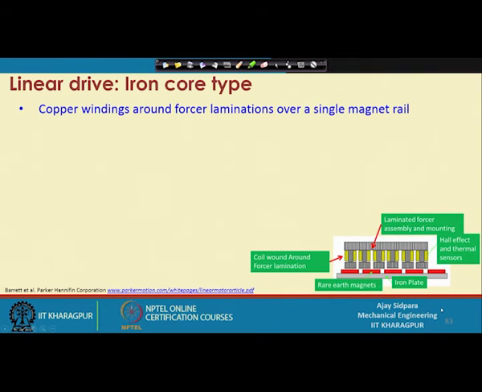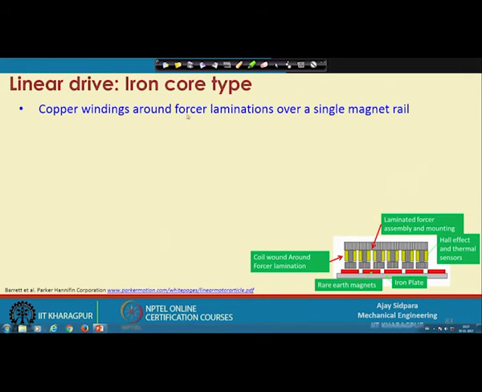This is the schematic diagram of what we have seen earlier. This is the laminated forcer, and this is the coil around the forcer lamination. These coils are wound this way, and these are the rare earth magnets. This is the iron plate, and some sensors are used for position sensing or current sensing, that is the Hall effect sensor, and the thermal sensor. We require thermal sensors because applying very high electrical current may produce a heating effect. So, we have to reduce that heating effect for continuous and smooth motion.